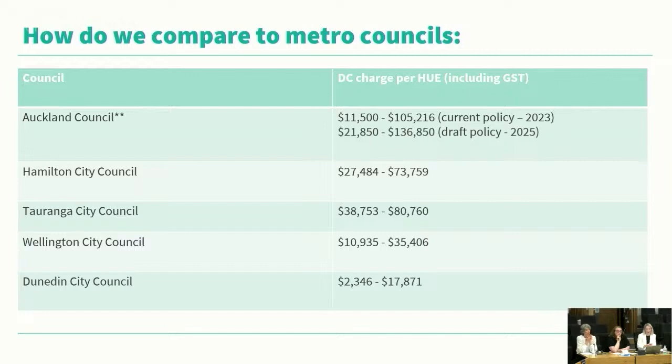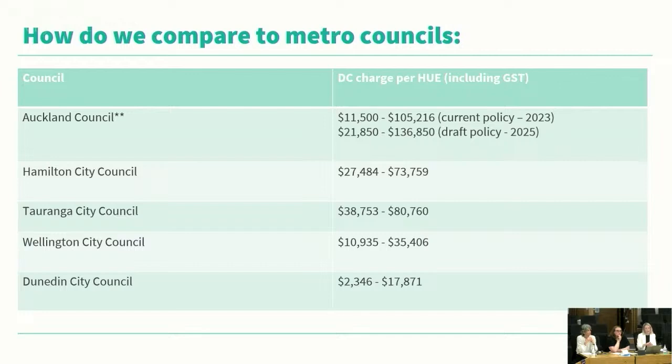136,000 per HUE. The charges on the higher end are for investment priority areas, where Auckland know they're going to have a lot of growth in the future, further than the 10-year life of their LTP. So they're starting to collect for projects that will be delivered up to 30 years in the future. They've got one overlay in their current policy for Drury, and I think they've added 4 additional IPAs to their new policy.